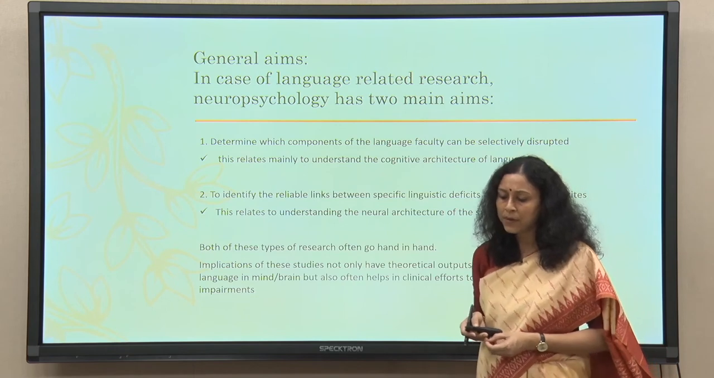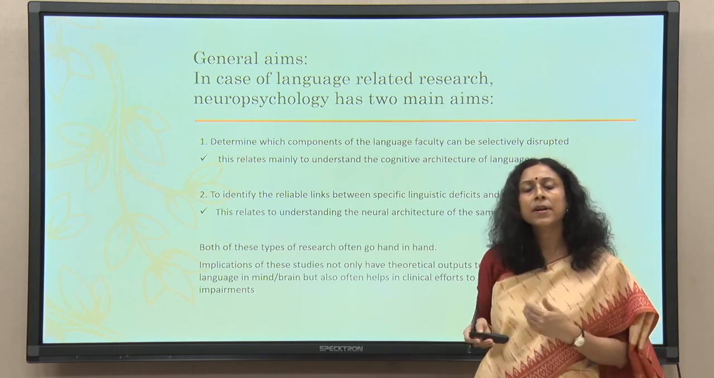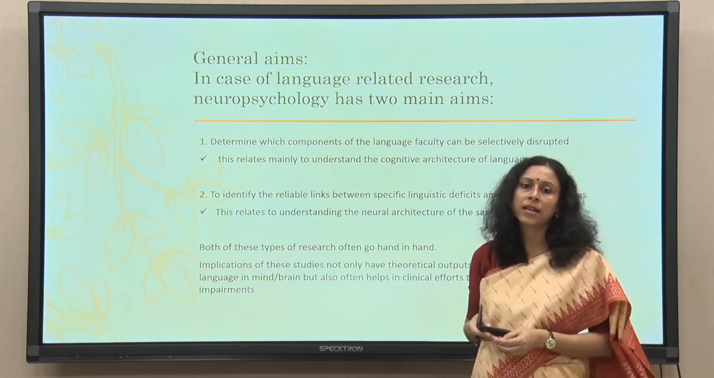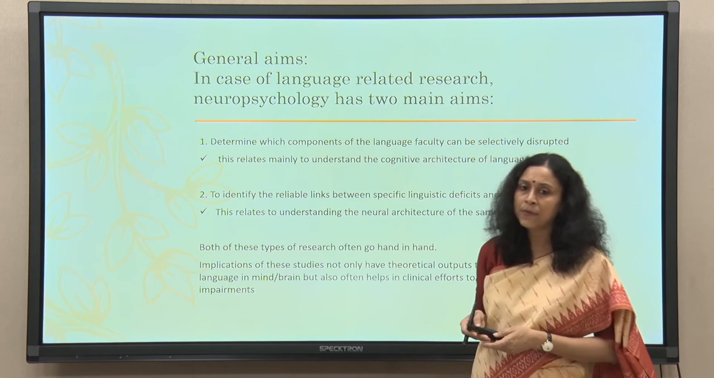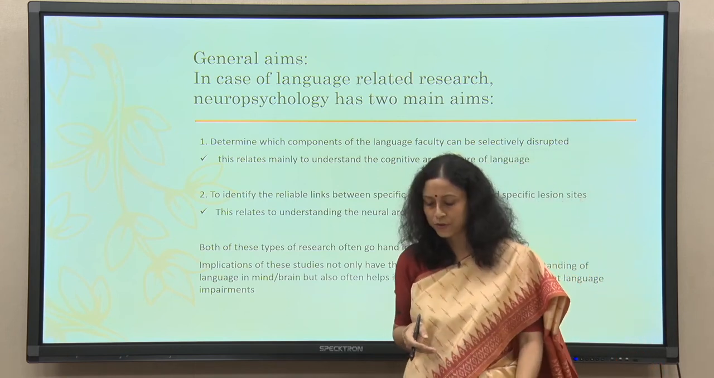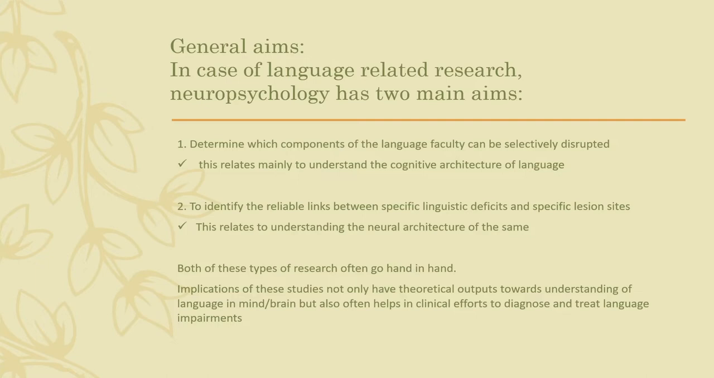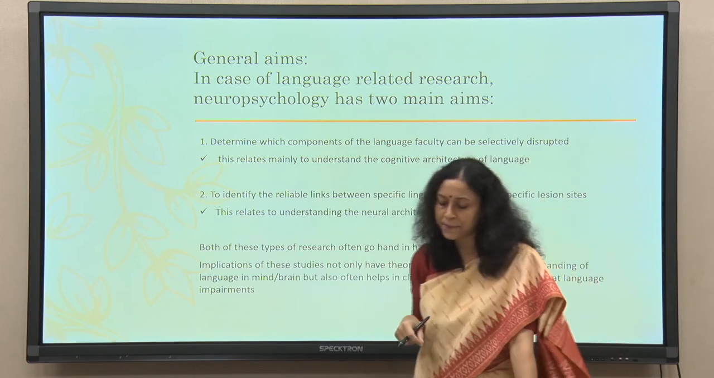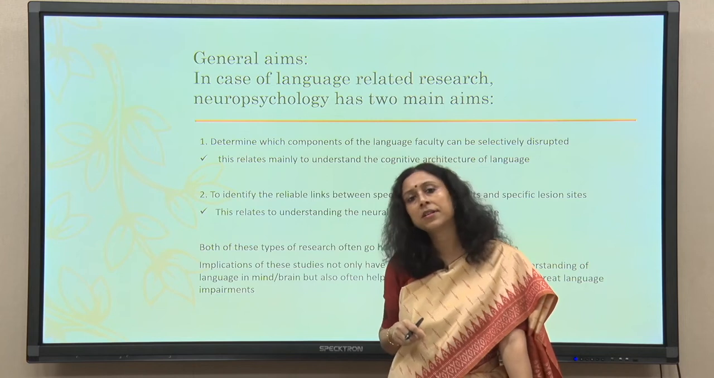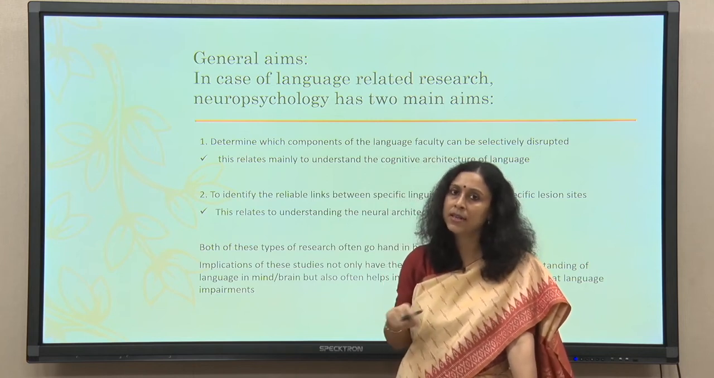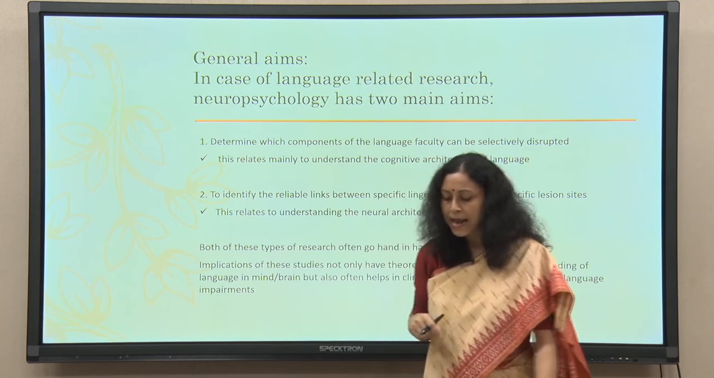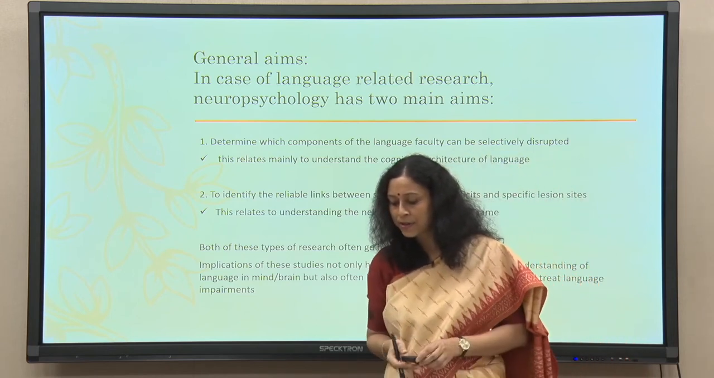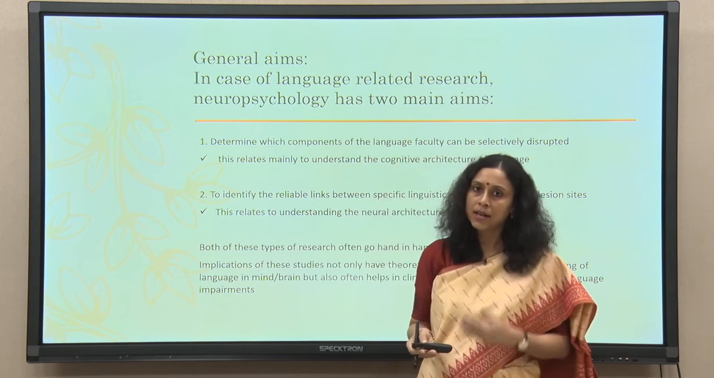So, what are the primary aims of neuropsychology research with respect to language? There is a two-way approach to it. One is that it tries to determine which components of the language faculty can be selectively disrupted, as to where the language faculties are positioned, and that can be disrupted separately, distinctly. This relates mainly to understanding the cognitive architecture of language, how it is really represented and how it really works. And secondly, to identify the reliable link between language deficit and brain lesion specific deficit.